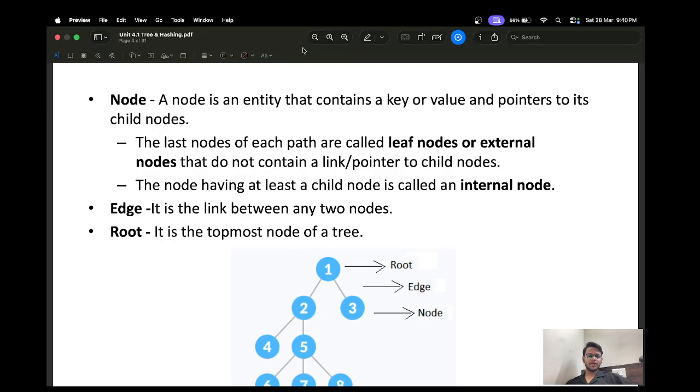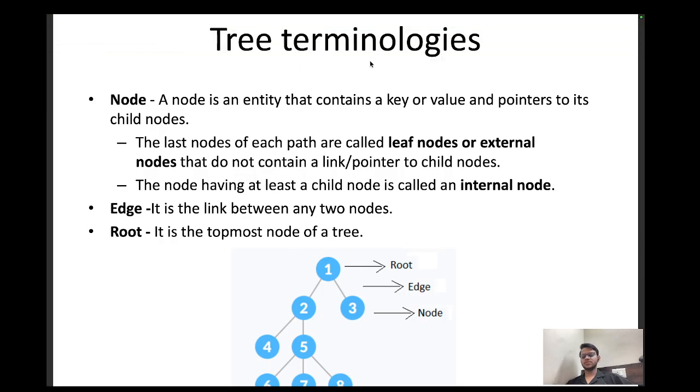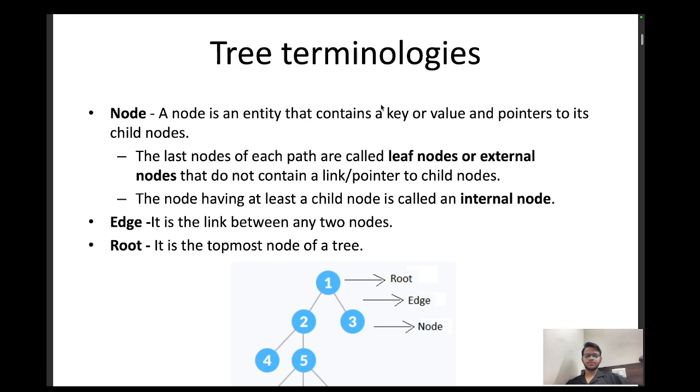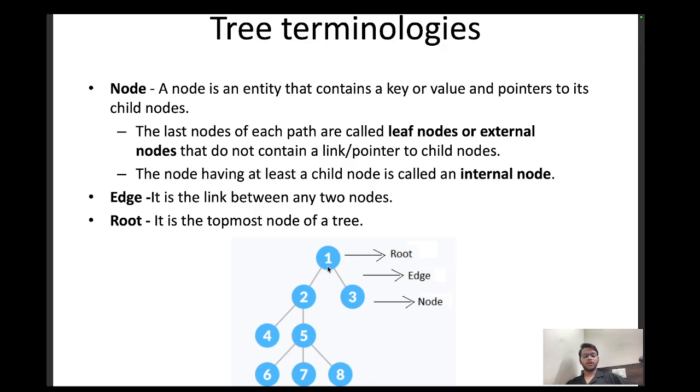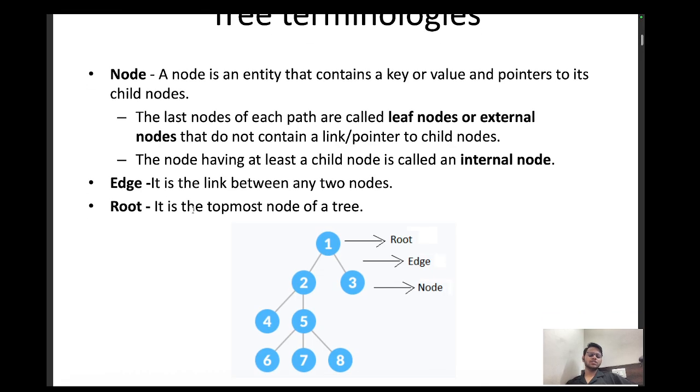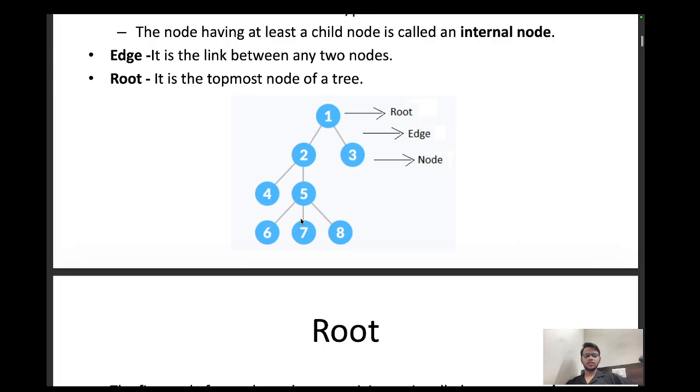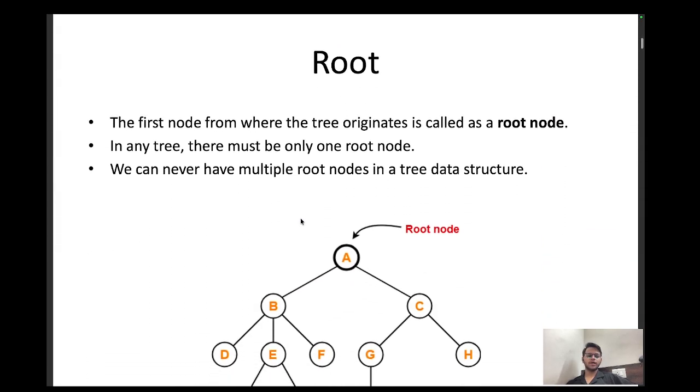There are some terminologies which we see in trees: node, edge, and root. Node, I've already taught you what a node is. It is the building block that contains a key value or anything, and pointers to the child nodes. They are called nodes. I've taken a lot of time to explain that. And edge, what is an edge? An edge connects two nodes. And root, I have explained that it is the topmost node of a tree, right? So these things are well understood by you all.